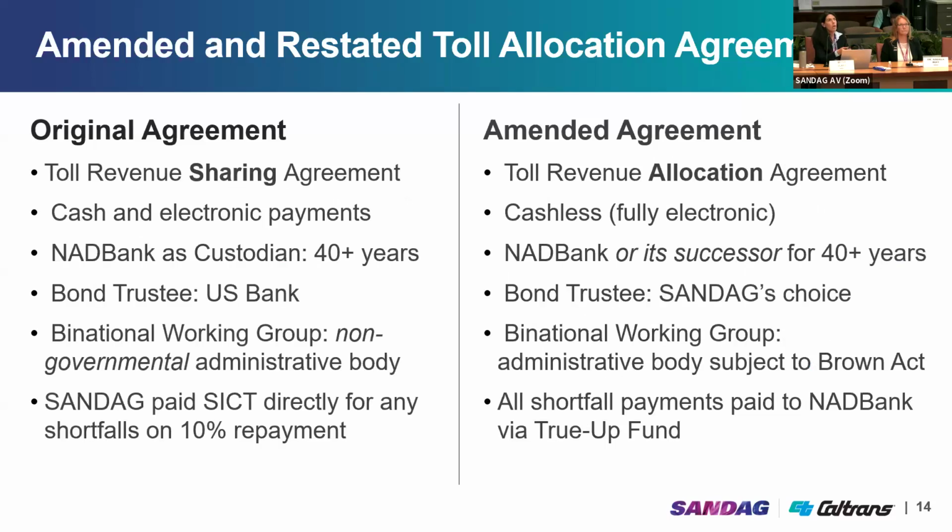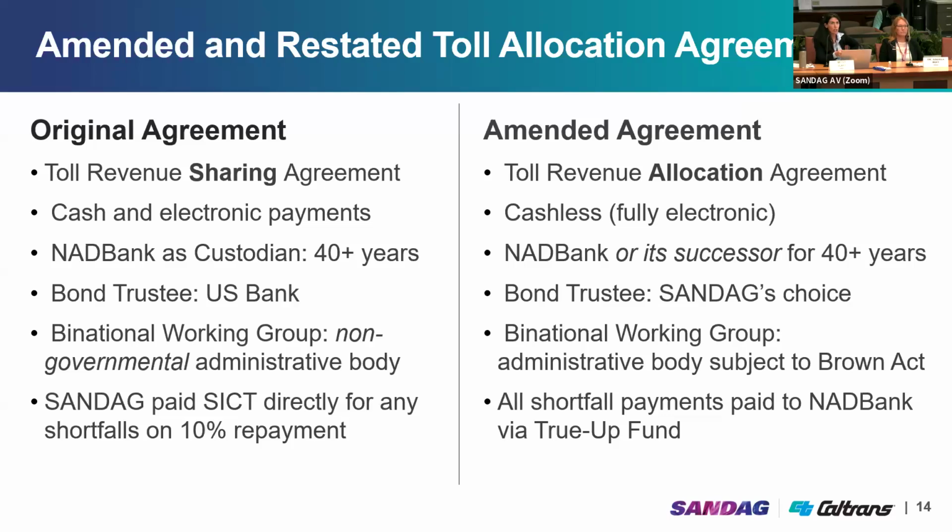Some of the other minor changes relate to changing the name of the agreement from toll sharing to toll allocation. As I mentioned, we're moving to a completely cashless system, providing some other minor tweaks to allow NAB Bank to have a successor, and ensuring that SANDAG can choose the bond trustee through a procurement. One of the other changes relates to the binational working group, which originally was contemplated to be a non-governmental administrative body. We had intended that that group would not be subject to the Brown Act. We worked with Mexico, and they wanted to ensure that this group had a direct line of advice to the board, and we're comfortable with it being subject to the Brown Act. So that is another change that you'll see.